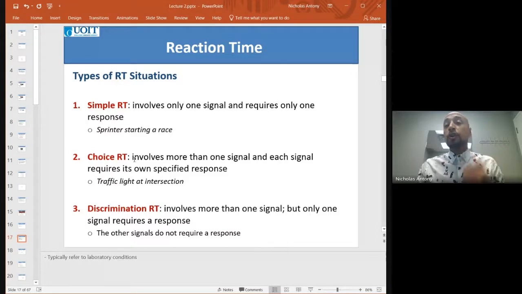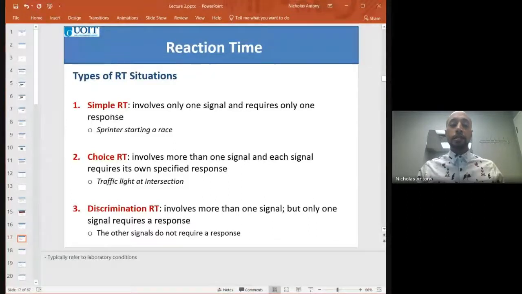What research has shown us is that the more choices you have, the longer the reaction time is to initiate movement, meaning that your brain has to evaluate the different choices and then figure out which one is the most appropriate for whatever the stimulus was. So the reaction time for a simple one-choice example would be a lot less than the reaction time associated with a choice option.